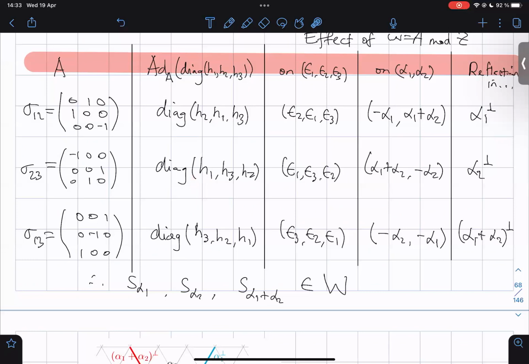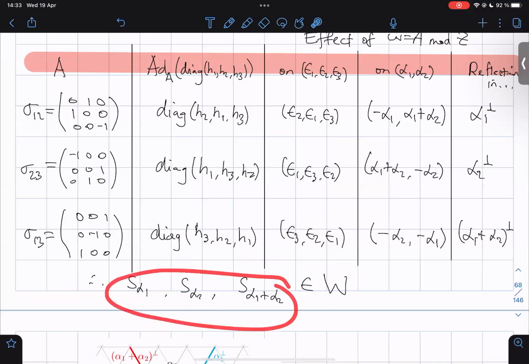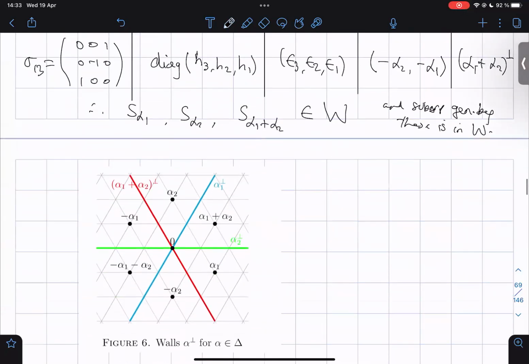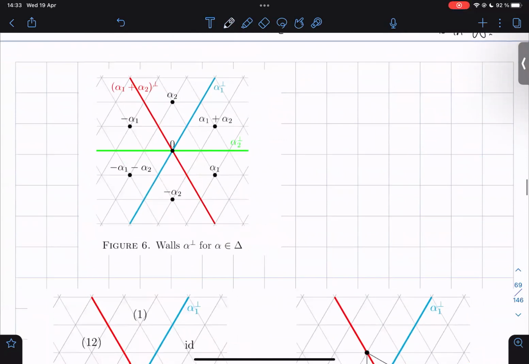So it's not going to do anything to this H1. Okay, so I have 3 specific elements, but then we could talk about the subgroup generated by that. That's still going to stay inside W. And the subgroup generated by these is in W. Okay. So here's a picture of what's happening.